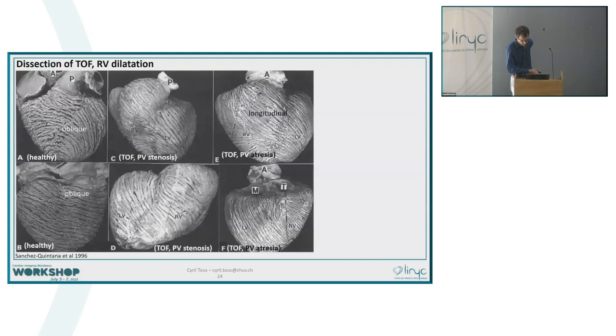Some of the work I did during my PhD, so these are some pictures from someone else from the 90s, where they did a dissection of tetralogy of Fallot with RV dilatation. What's really interesting to see is that with dilated RV, the remodeling really affects how the fibers change, and so the cardiac output as well. And you can see as well that because of the dilatation, you have two apexes, and so it also affects the stress on the heart.